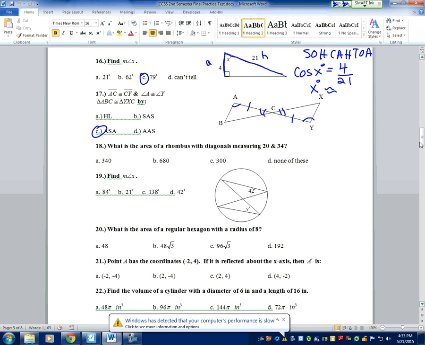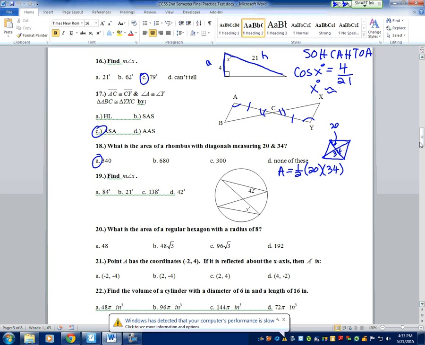What's the area of a rhombus? Well, a rhombus looks like this. All 4 sides are equal. You've got this long diagonal of 34 and a shorter diagonal of 20. The area formula for a rhombus, when you're given the diagonals, is 1/2 diagonal 1, 20, times diagonal 2, 34. Half of 20 is 10. 10 times 34 is 340.